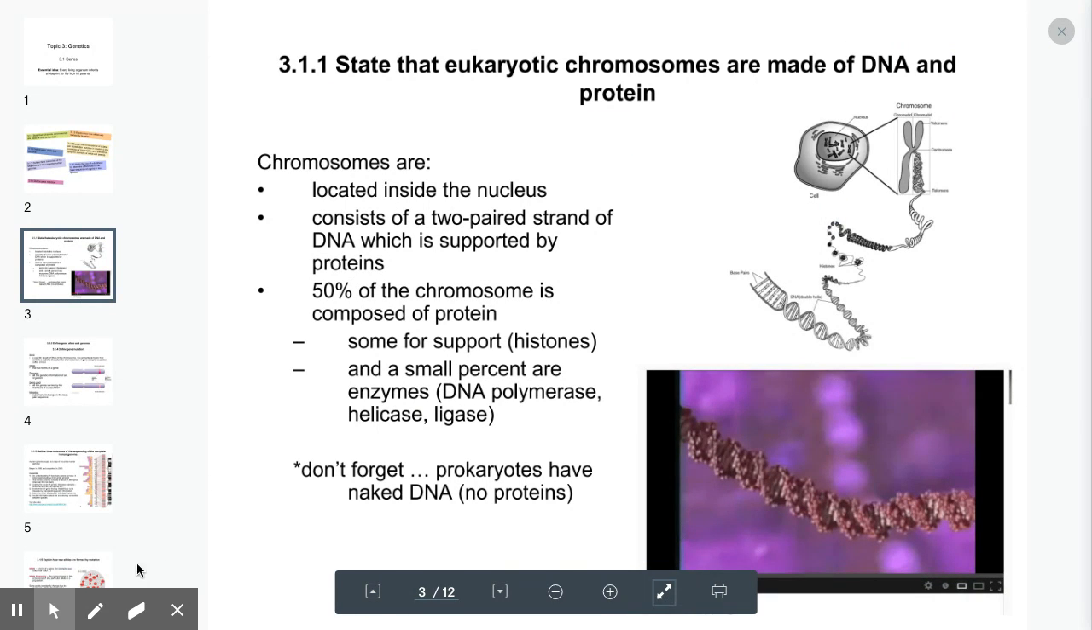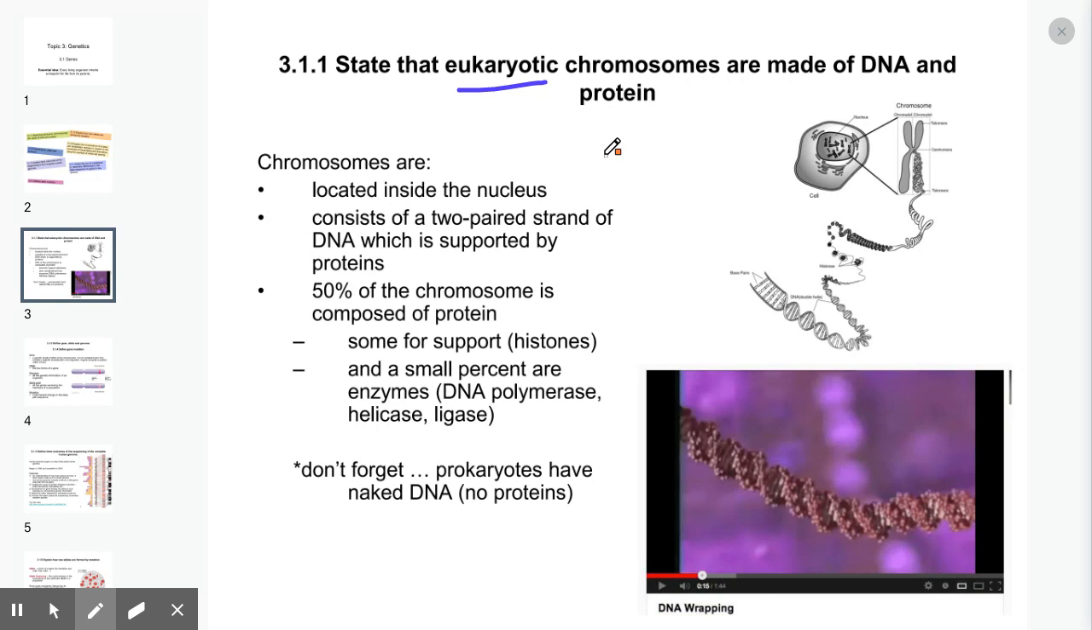3.1.1 is review. Everybody loves review, and I think it's more than review because it seems like we talk about this quite a bit. But it says, hey, remember that in eukaryotes, so we're talking about animals and plants and fungus, that our chromosomes are made up of DNA, and they're made up of proteins. And those proteins, most of the time, and we have some enzymes in there, but we're talking about the chromosome itself. The proteins are the nucleosomes, right? They're the histones that hold our DNA together.